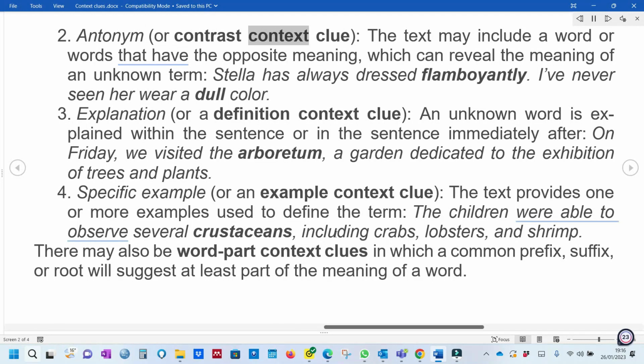Antonym, or contrast context clue. The text may include a word or words that have the opposite meaning, which can reveal the meaning of an unknown term. Stella has always dressed flamboyantly. I've never seen her wear a dull color.